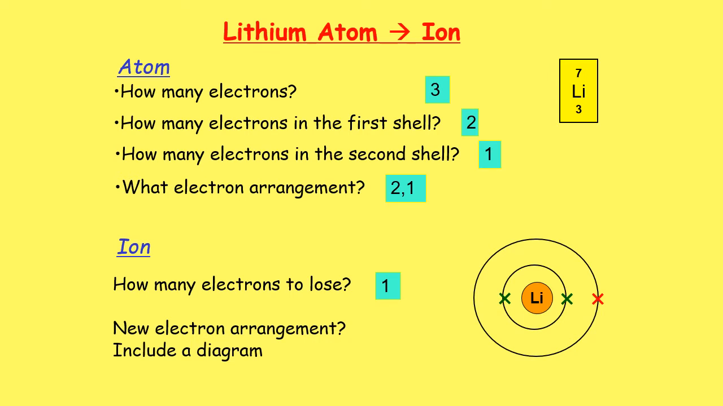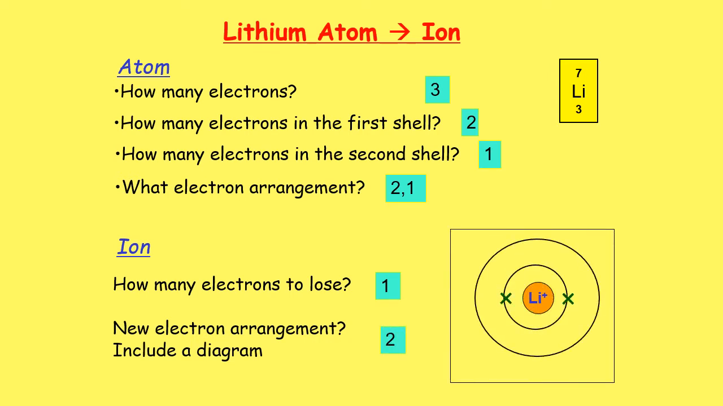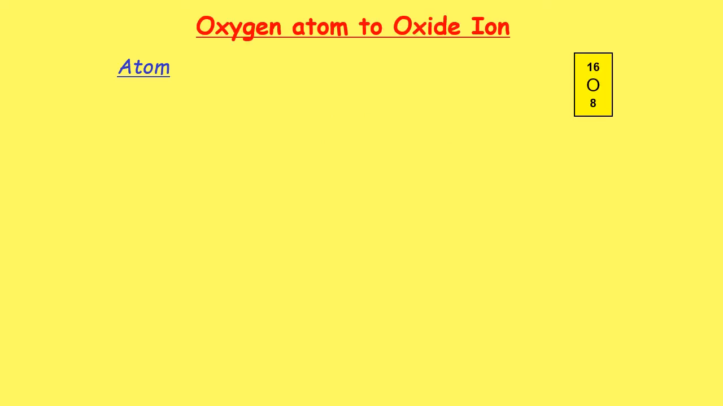Once it loses that electron, its new arrangement will be 2 on its own, and this would be the diagram. So you can see it's only got 1 full shell, and then the next shell is empty. You wouldn't even need to draw that second shell if you were asked in an exam. We'll look at, in this case, a non-metal.